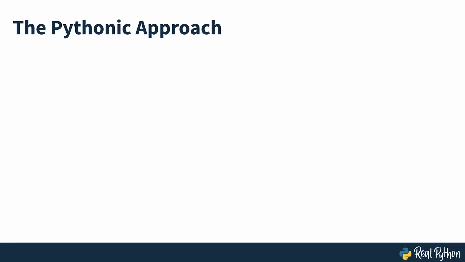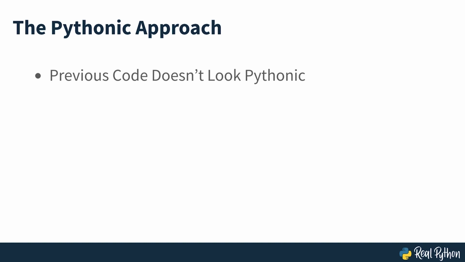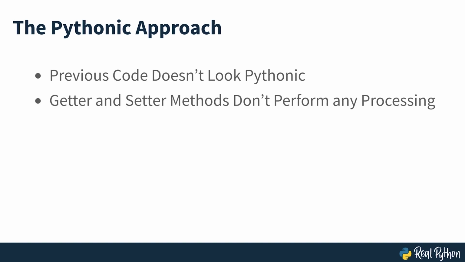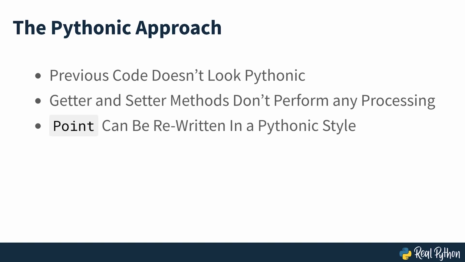Even though the code you've just seen uses the Python coding style, it doesn't look Pythonic. The getter and setter methods don't perform any further processing with _x and _y. You can rewrite Point in a more concise and Pythonic way.